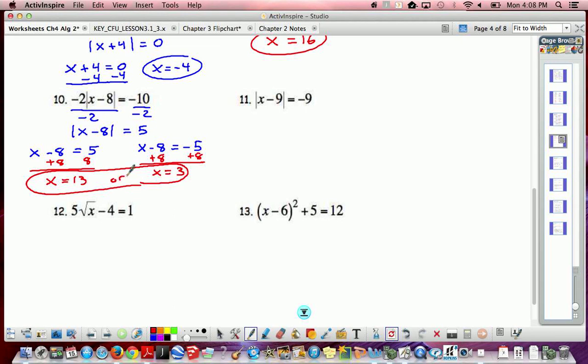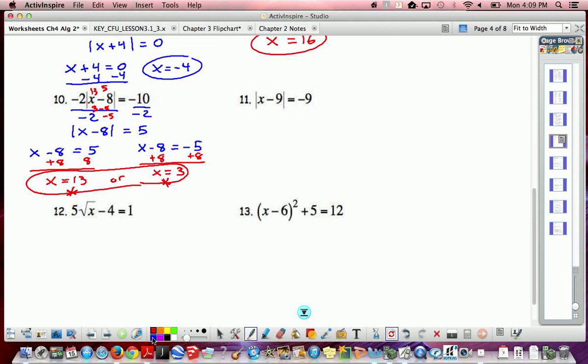If I check the 13, 13 minus 8 is 5. 5 is 5 units away. 5 times negative 2 is negative 10. This one checks off. When I check the 3 minus 8 is negative 5. Negative 5 is 5 units away. 5 times negative 2 is negative 10. They both check off.